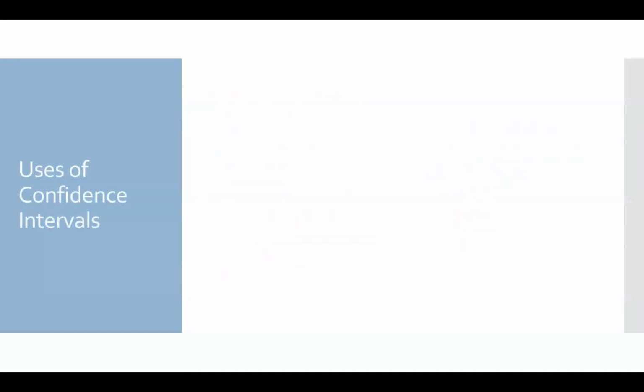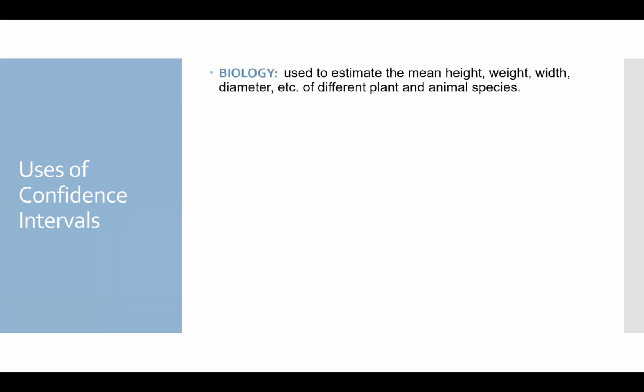Okay, so again, I wanted to give you an idea of where we use confidence intervals. And so I just Googled and found several examples. Biologists use confidence intervals to estimate the mean height, weight, width, diameter of different plants or different animal species, which could include humans, because technically we are mammals or animals.